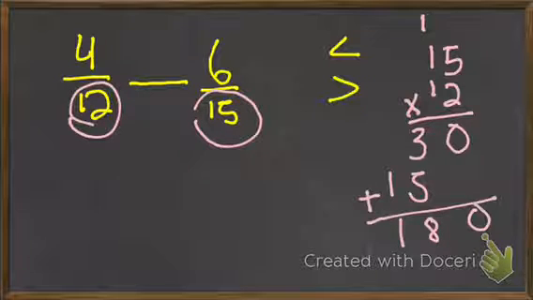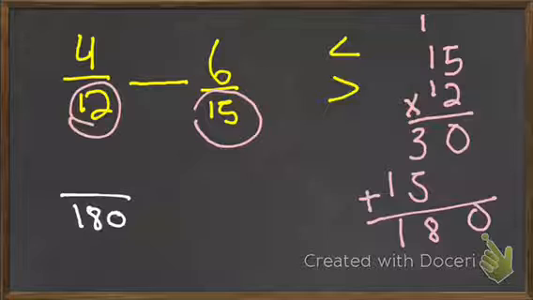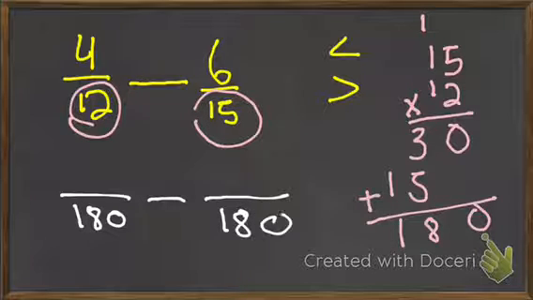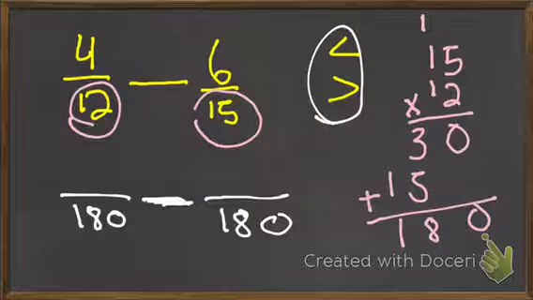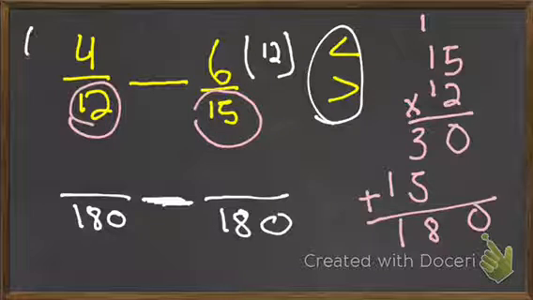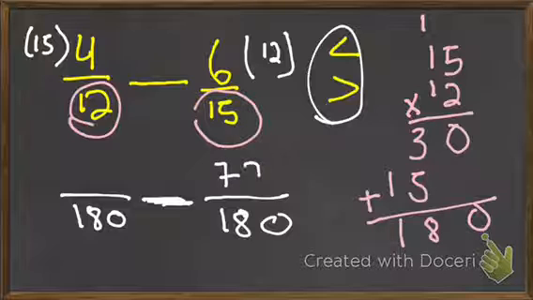So 180. So what I'm going to do next, now that I know that my denominator is 180, write it like this, 180. And this in the middle is just a space, so you can put if it's less than or greater than. I'm going to multiply this 6 by 12, and this 4 by 15. So 6 times 12, I believe, is 72. And 4 times 15, I believe, is 60.